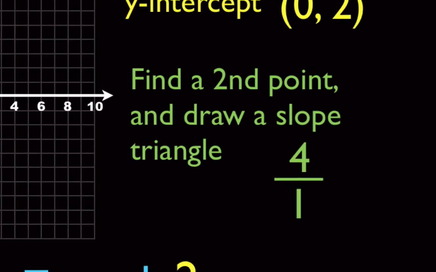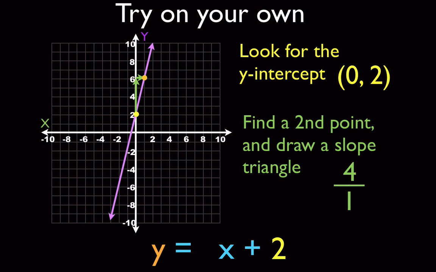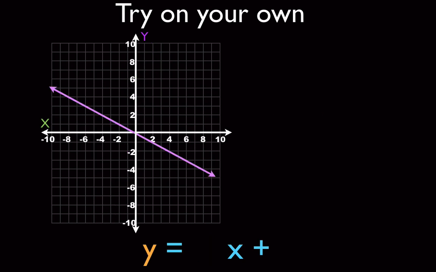I need to decide if it's positive or negative. In this case, it's uphill, so it's positive. So my slope is positive. And finally, again, we don't write the 1 in our answer, so we're going to go ahead and write it as positive 4. Okay, go ahead and try this one out as well.